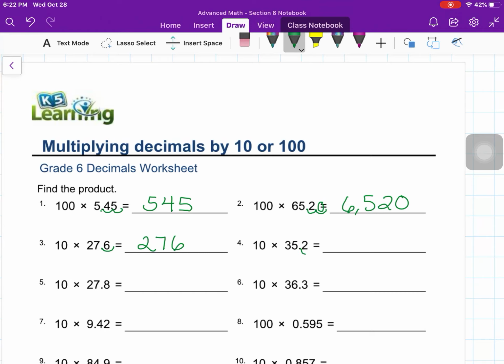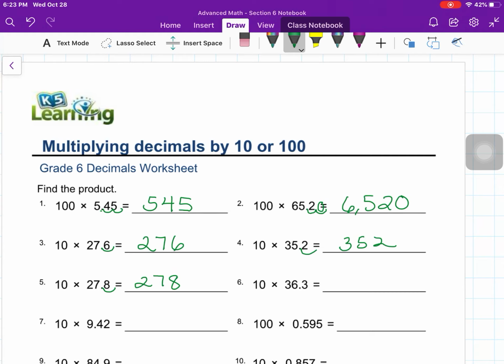This one, 10 times 35 and 2/10. Again, multiplying it by 10 means moving it 1 place to the right, and it becomes 352. 10 times 27 and 8/10. Move it 1 place to the right, becomes 278.